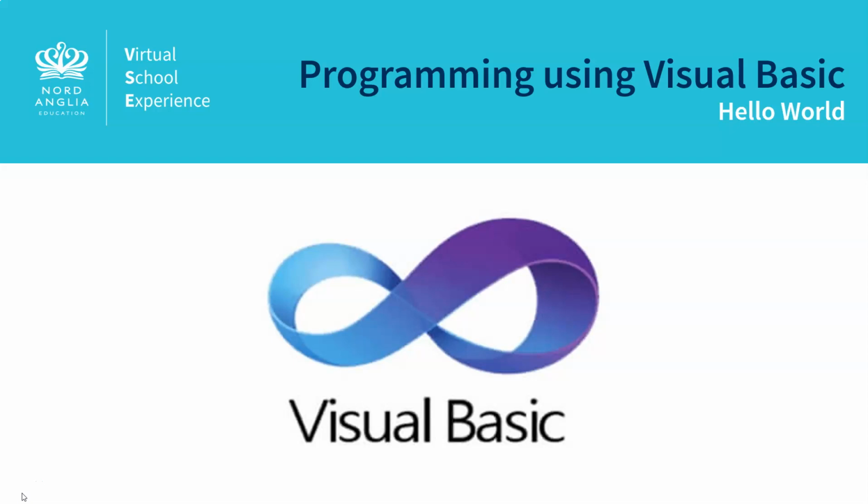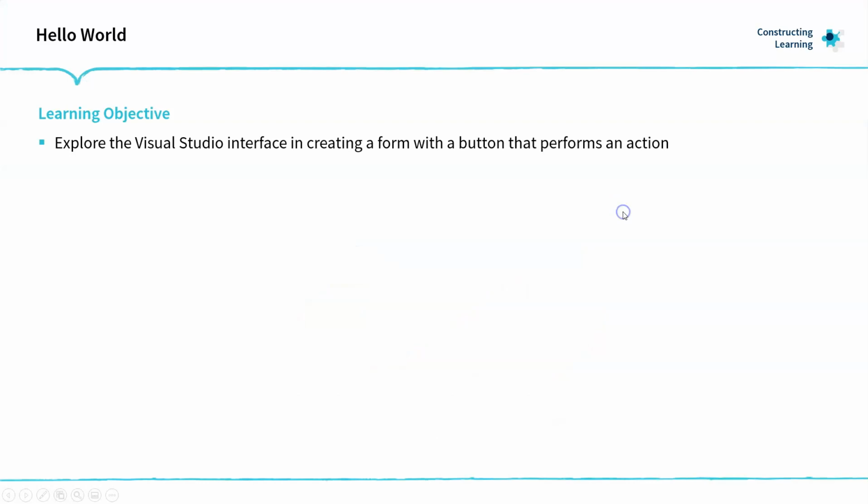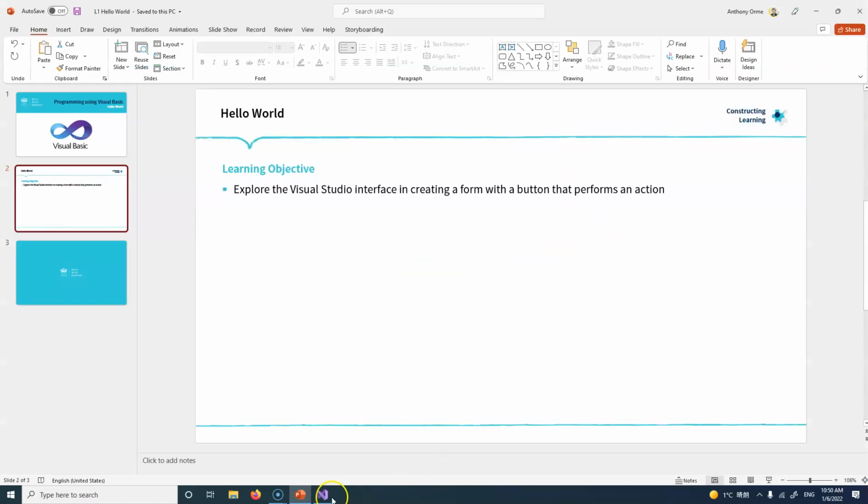In this first tutorial we're going to look at Hello World, which is always the first program any newbie programmers do. And so we're going to explore the Visual Studio interface, creating a form with a button that performs an action. So let's have a look at Visual Studio.